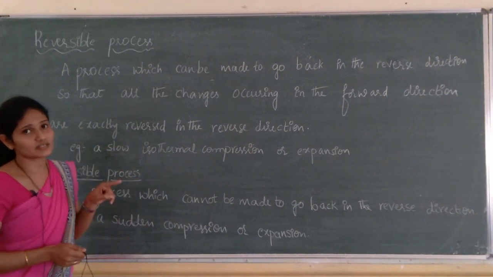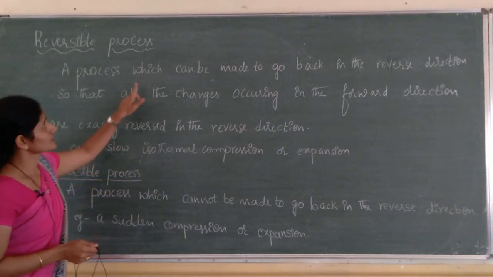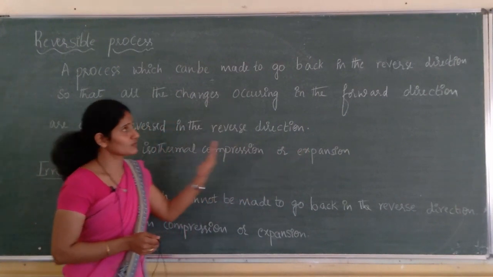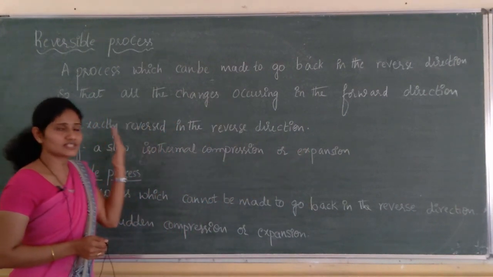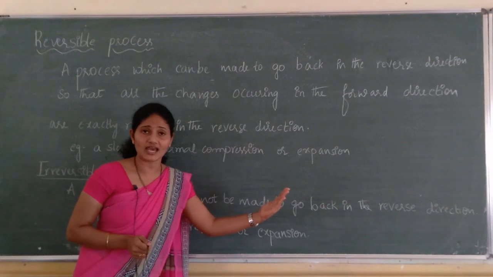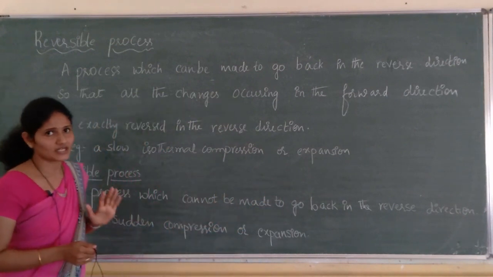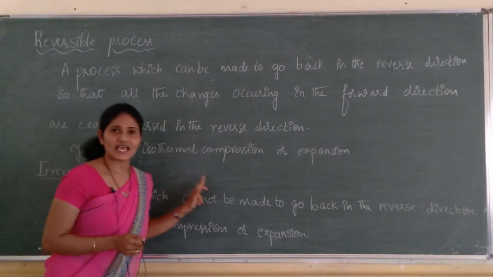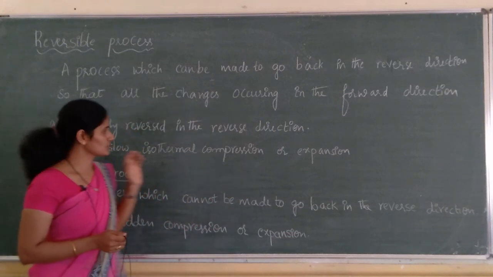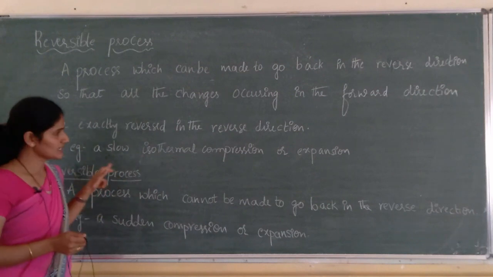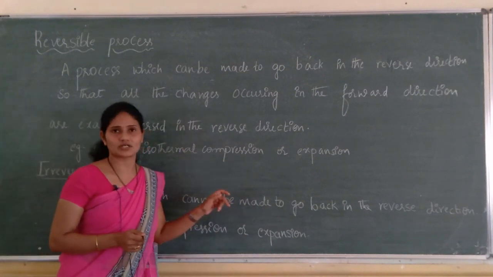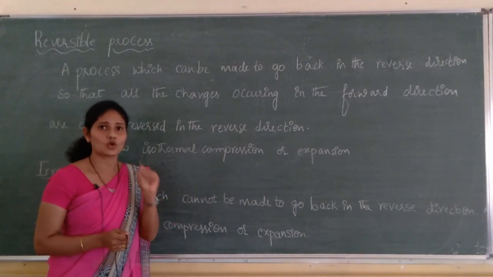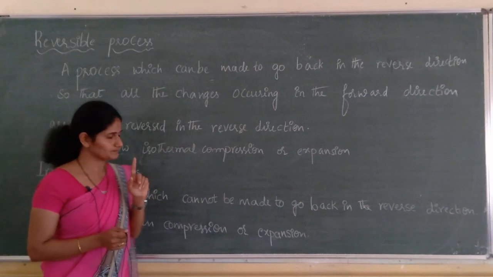So a process is said to be reversible which can be made to go back in the reverse direction, so that all the changes occurring in the forward direction are exactly reversed in the reverse direction. So if a process is like this, then we call that process as reversible process. So the example for reversible process is a slow isothermal expansion or a slow isothermal compression. Always remember, slow process is reversible.